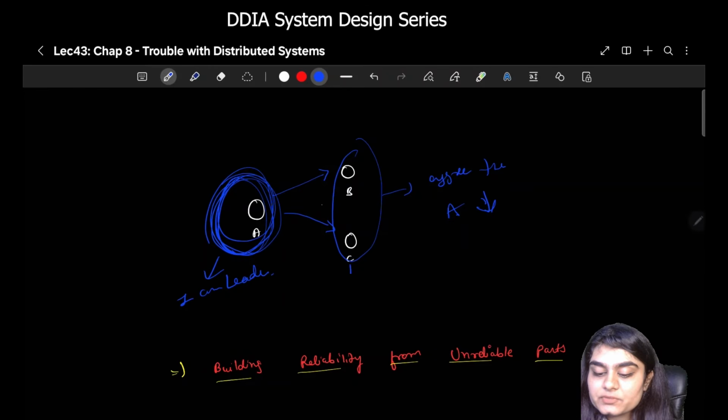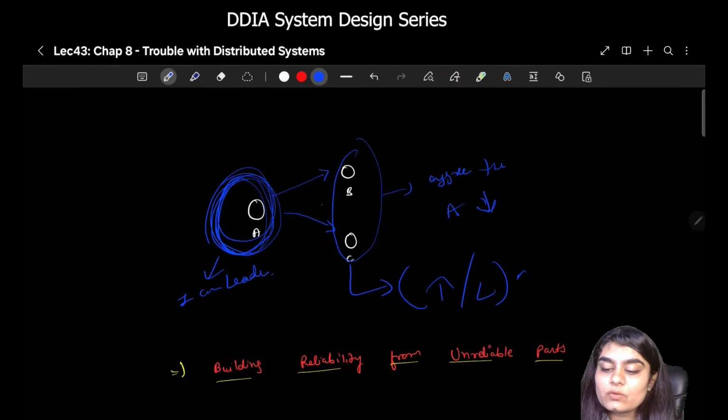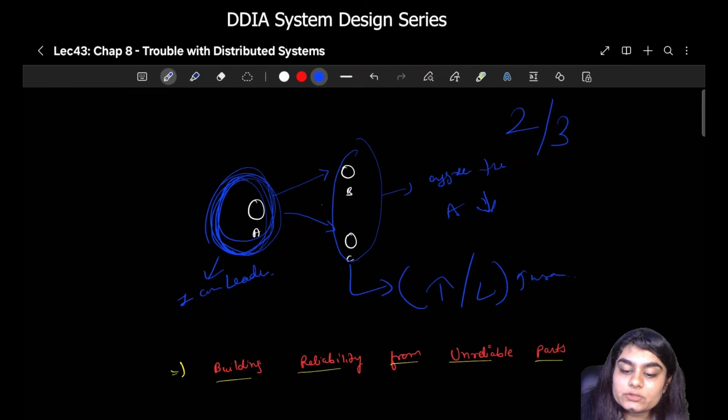Instead, the system should make sure that any decision, like granting a lock or choosing a leader, requires a quorum, that is, at least 2 out of 3 in this case. That way the truth is defined by the majority consensus, not by any single possibly misled node.